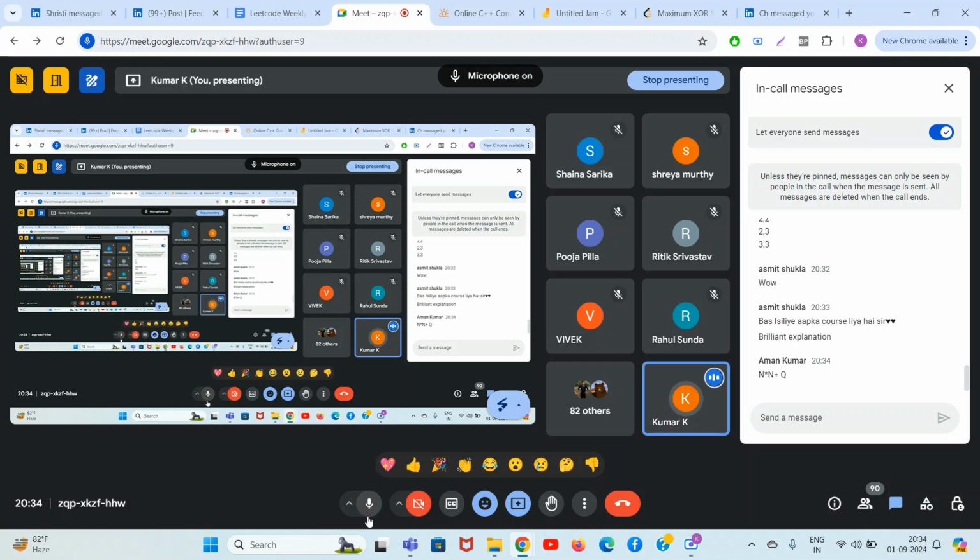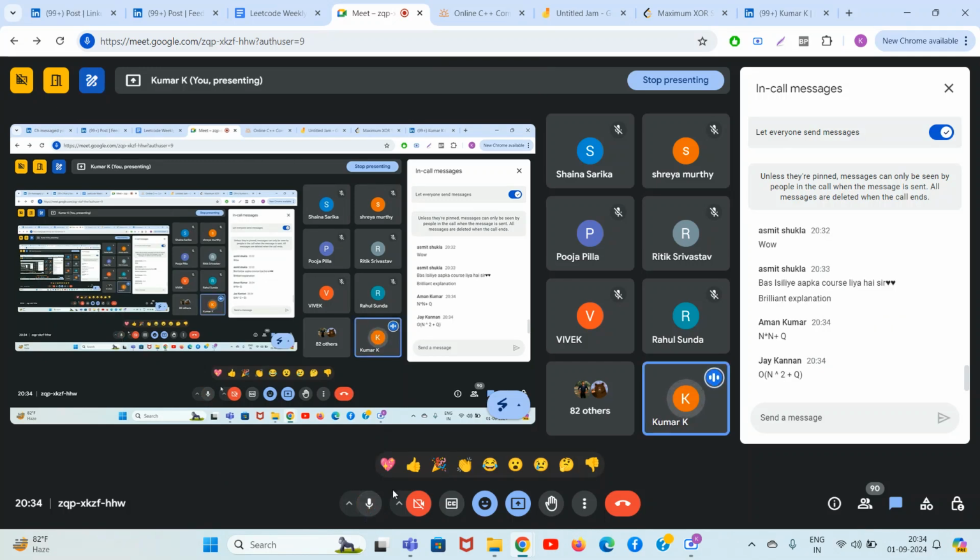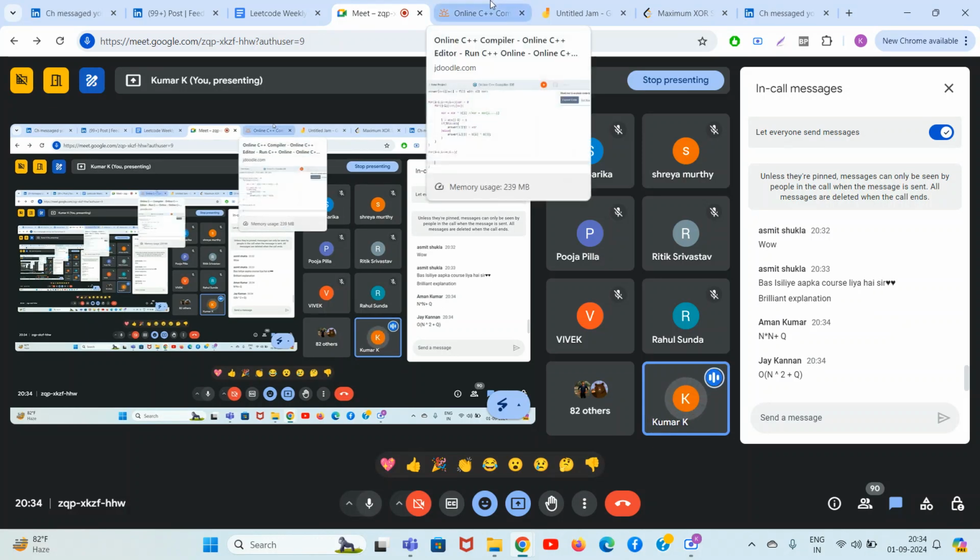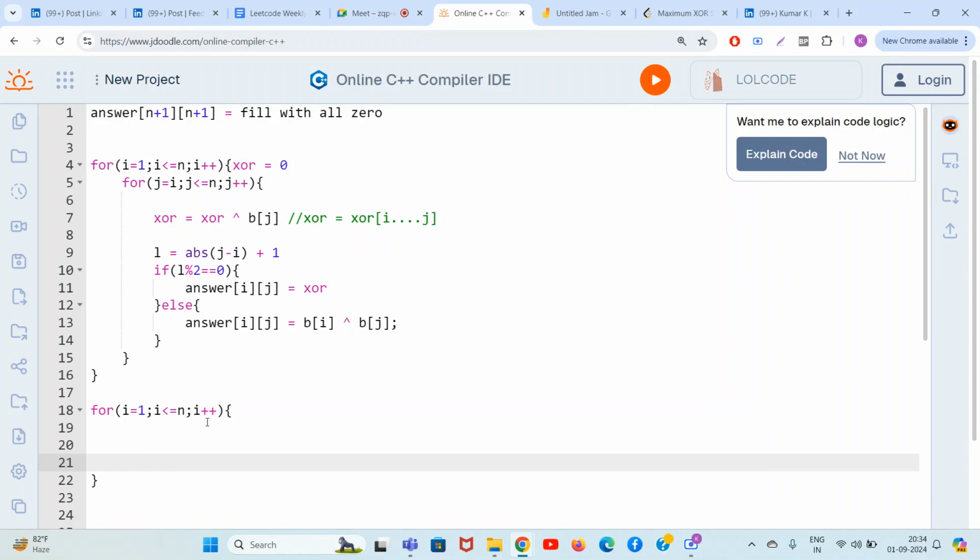So guys, please tell me how will you write, sir? बस इसके लिए मैंने आपका कोर्स लिया है, ब्रिलियंट एक्सप्लेनेशन। वेरी गुड। आपके बच्चे भी लेंगे। So now, for i equal to 1, i less than or equal to n, i plus plus. Now what to write? Please tell me in the Google chat.